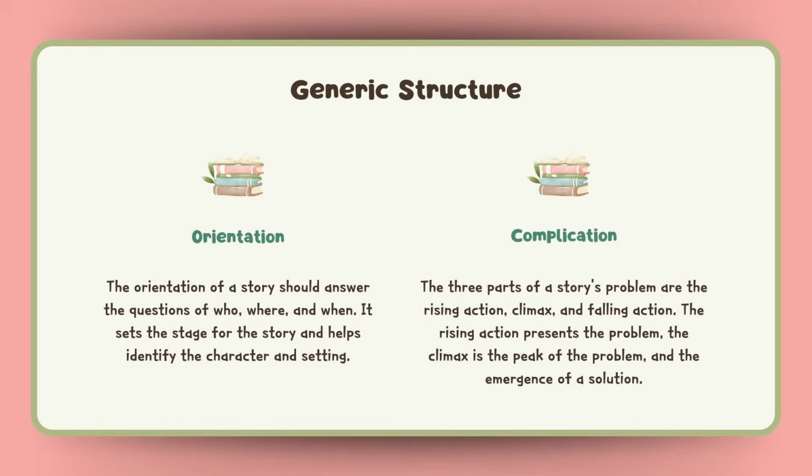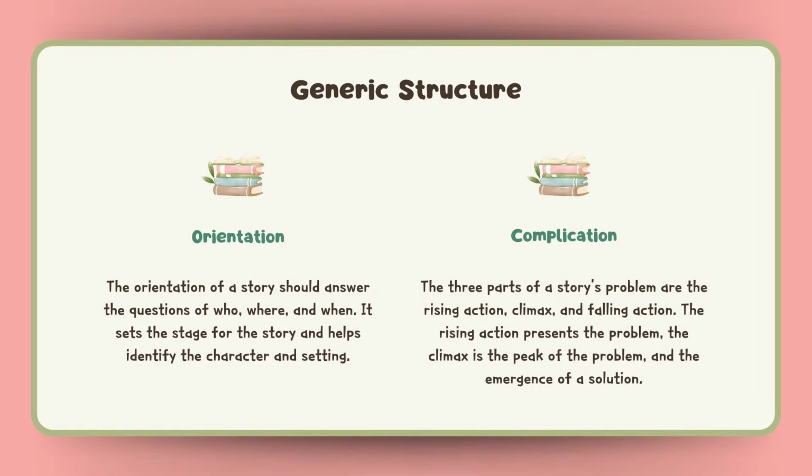The structures of narrative text are orientation, complication, resolution, and coda. The orientation of a story should answer the questions of who, where, and when. It sets the stage for the story and helps identify the character and setting.